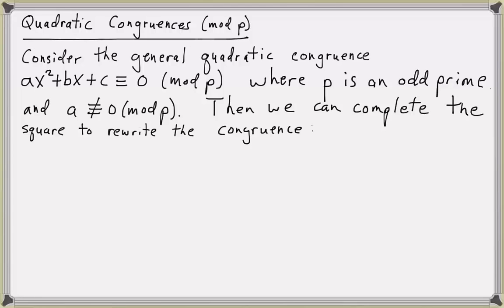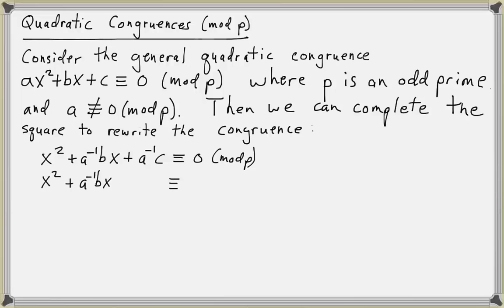So I'm first going to multiply by a inverse. So I have x squared plus a inverse bx plus a inverse c congruent to 0 mod p. Then let me get the constant term on the other side. So x squared plus a inverse bx is going to be congruent to negative a inverse c mod p. And now I'm going to complete the square.